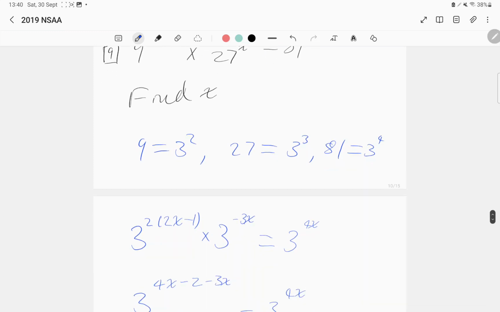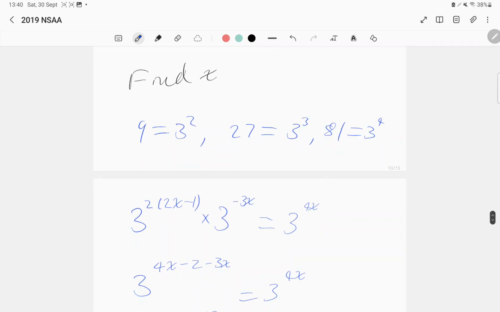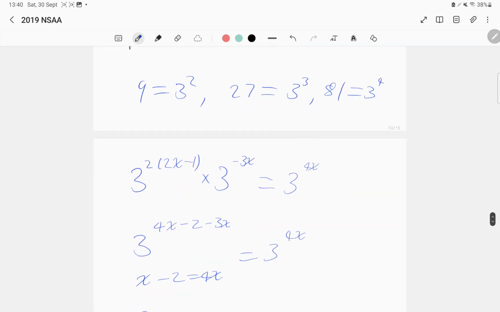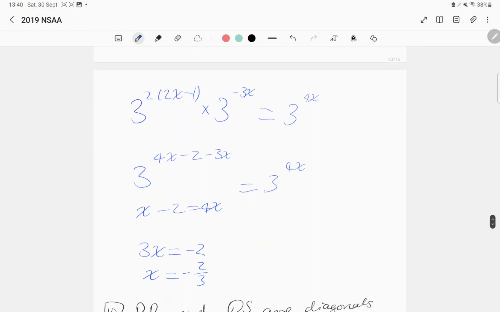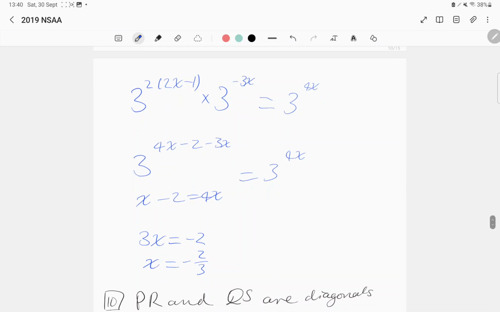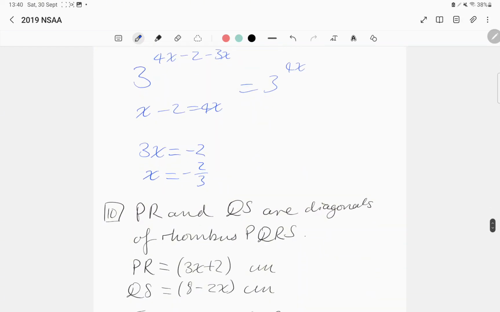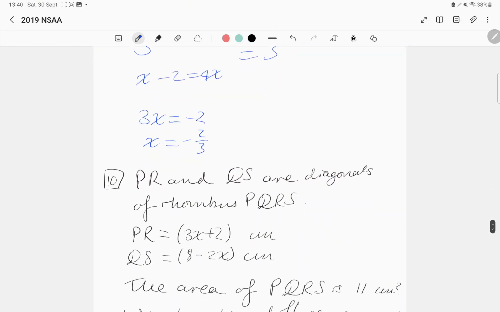Therefore, the expression can be turned into 3^(2x-1) times 3^(-3x) equals 3^(4x). Therefore, 3^(4x-2-3x) equals 3^(4x). Therefore, x - 2 equals 4x, 3x equals -2, and x equals -2/3.